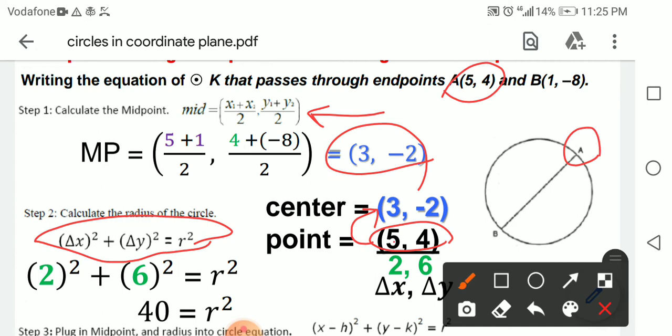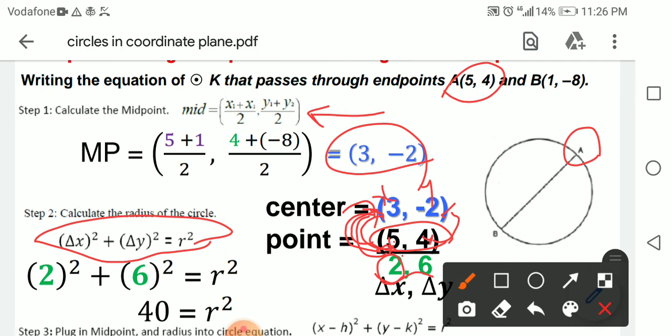I'm calculating the difference, or the change in x. What happens in x? Okay, guys, what happens in x? You remember, this is x and this is y. The change in x means 5 minus 3, which gives me 2. Then 4 minus negative 2, so 4 minus negative gives me 6. So my points here are 2 and 6, the change in x and the change in y.